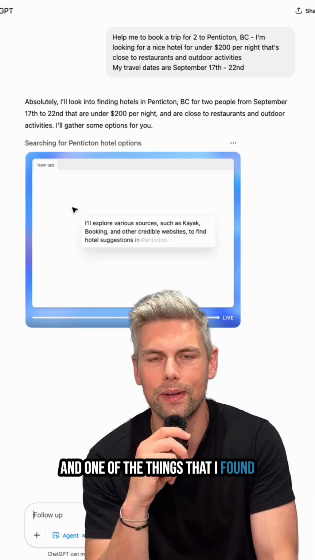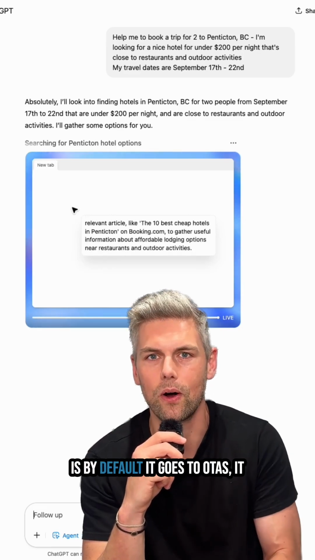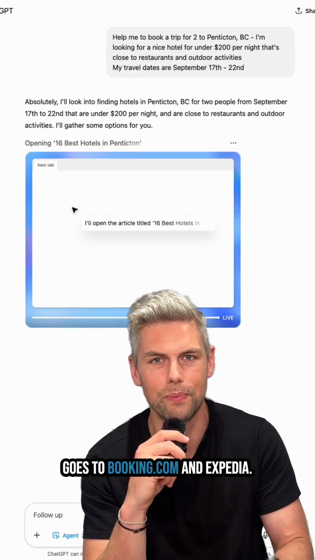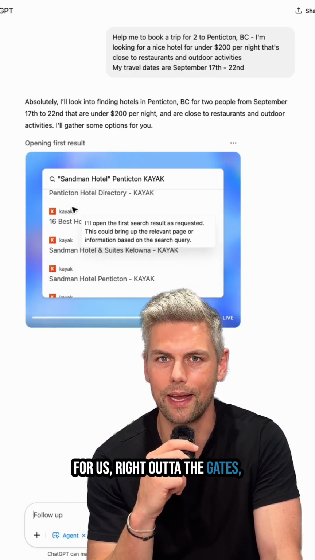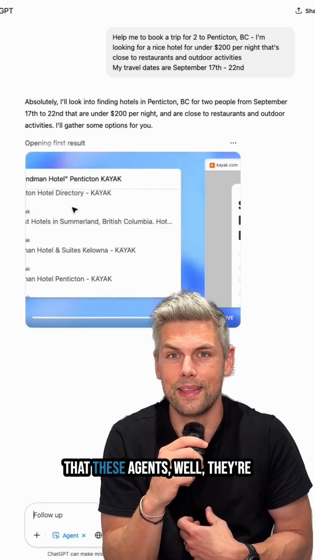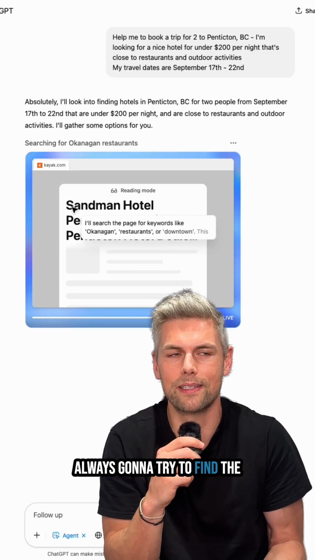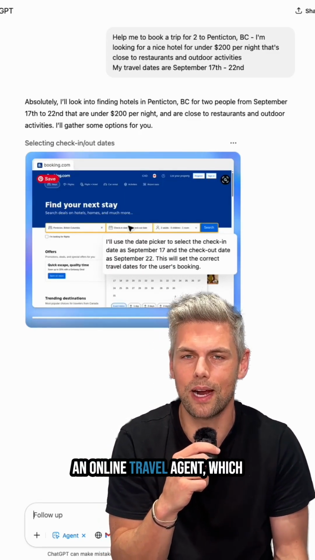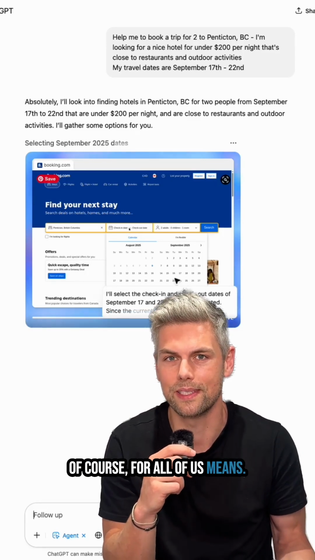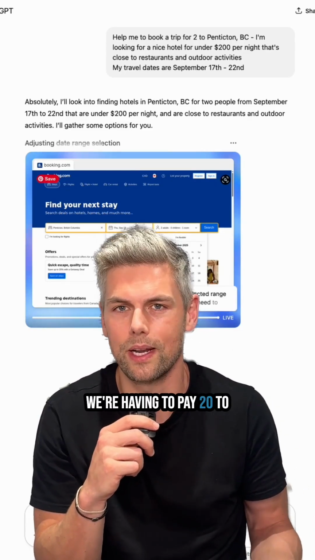And one of the things that I found interesting right out of the gates is by default, it goes to OTAs. It goes to Booking.com and Expedia. So I think that that's a red flag for us right out of the gates. Because what that means is that these agents, well, they're always going to try to find the path of least resistance. And very often that's going to be an online travel agent, which of course for all of us means commissions. We're having to pay 20 to 30% for these bookings.